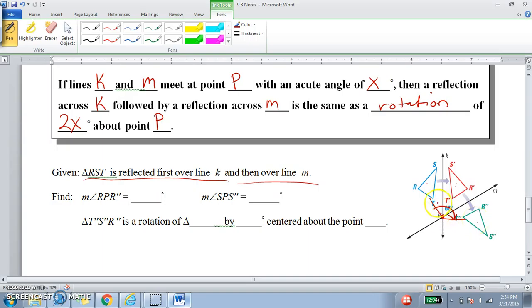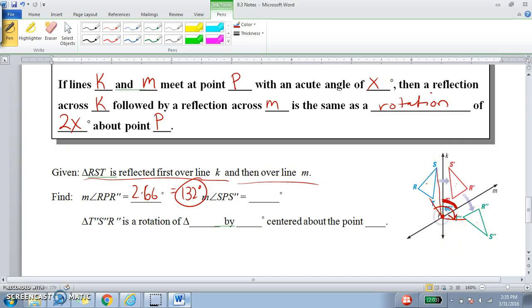So the measure of this angle from R to P to R prime, so I did T to P to T prime, but that would be the same thing. So the angle is going to be 2 times whatever the angle in between the two lines is. So 2 times 66 is going to be 132 degrees. It's going to be the same thing, like I said, for T. It's going to be the same thing for S.